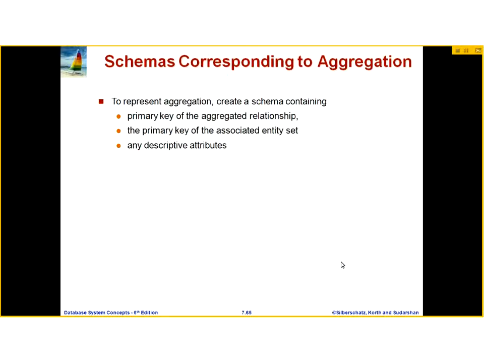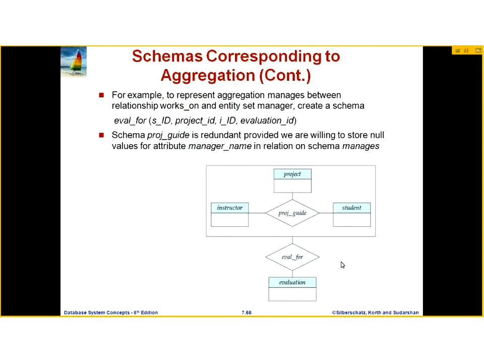So when we want to have schemas to represent aggregation, we create a schema containing the primary key of the aggregated relationship, the primary key of the associated entity set, and any descriptive attributes. For example, if you want to define the evaluation for relationship, you can have student ID, project ID, instructor ID, and evaluation ID all summed up in this relationship. So the schema for the relationship will be defined in this way.